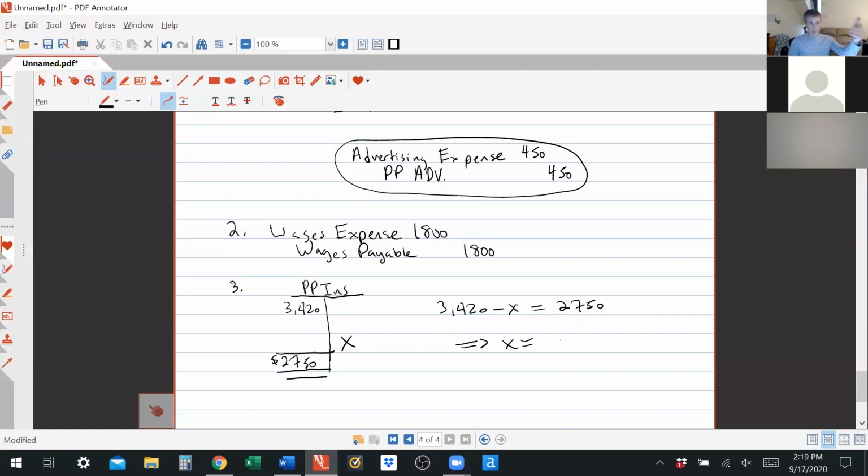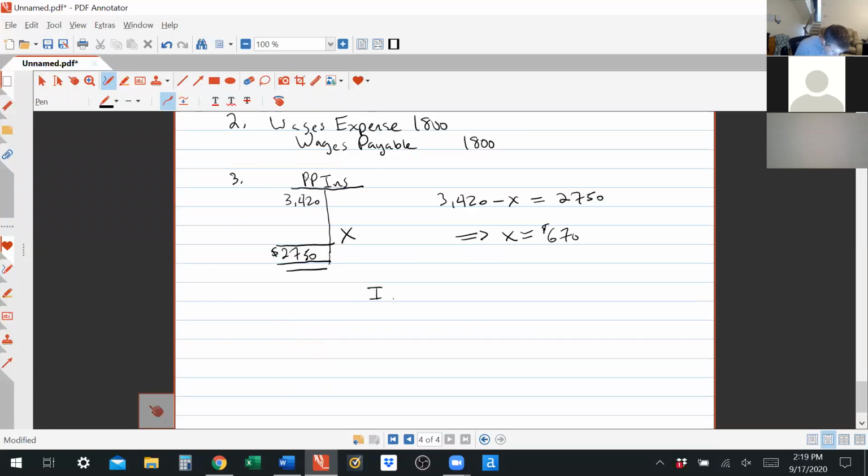You're going to need to find advertising expense, rent expense, and insurance expense by figuring out how much went out of the account that period. What is this? It equals 670, I believe. You do the math. So debit insurance expense. Credit prepaid.